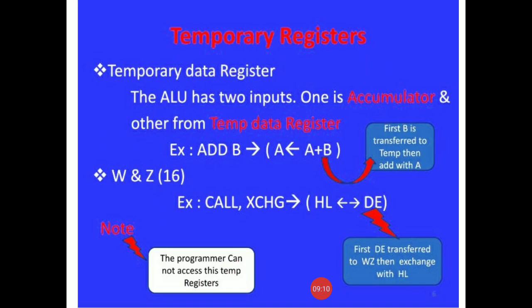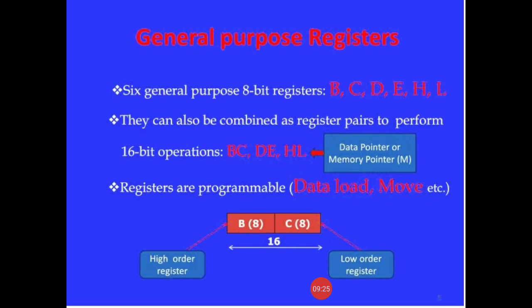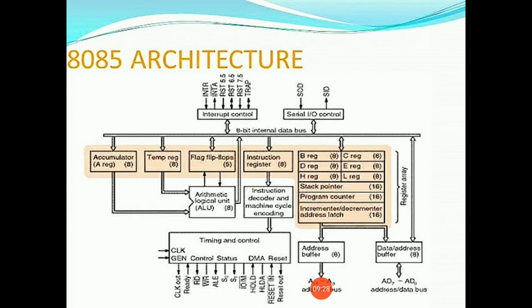The next classification is temporary register, and in temporary register we have temporary data register and W and Z registers. So in temporary data register, as we know, ALU, that is arithmetic and logic unit, I have shown the architecture of 8085 microprocessor. This 8085 microprocessor also has an arithmetic and logic unit, and we have two inputs to ALU. One input is coming from accumulator and the other input is coming from temporary register.